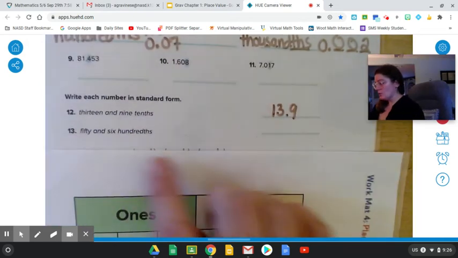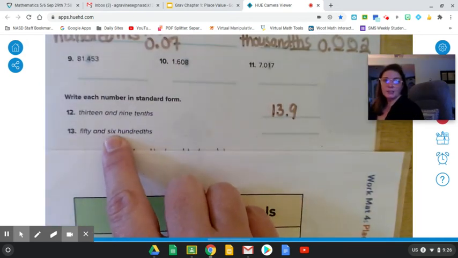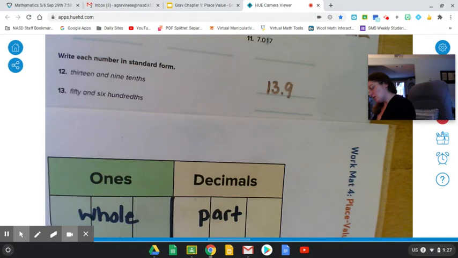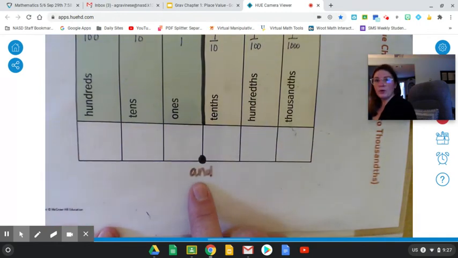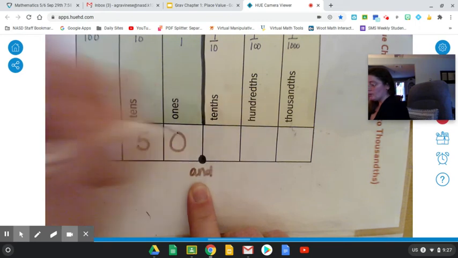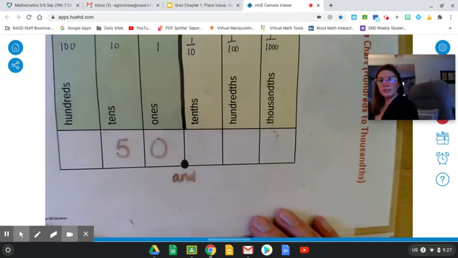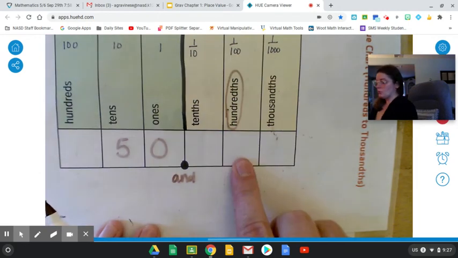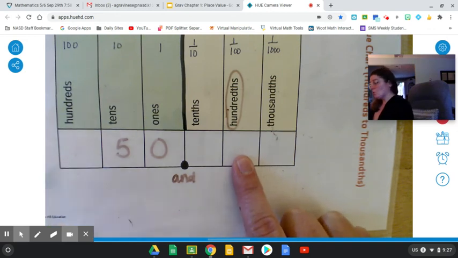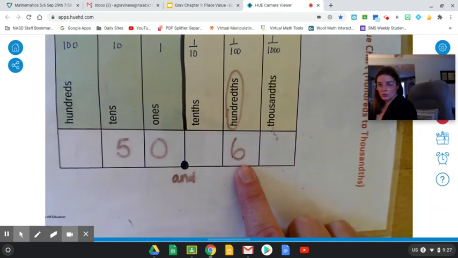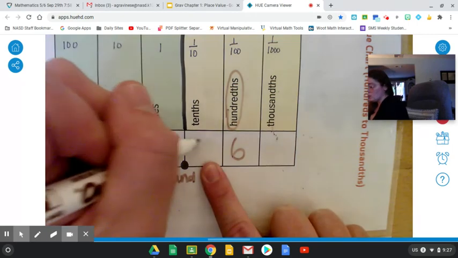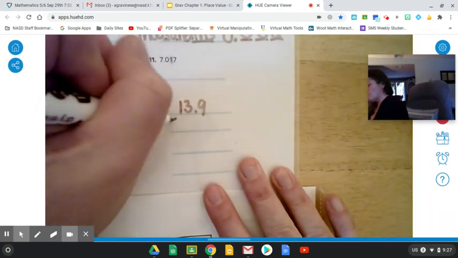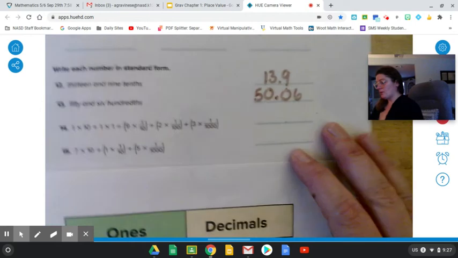Let's look at the next one. 50 and 6/100ths. So remember that your decimal point says and. What was before and? 50. What was after and? 6/100ths. We need the hundredths place, which is 2 after the decimal point. So we need to put our 6 in the hundredths, which means in the tenths, we need a 0. Without this 0, it's wrong. So we have 50.06. Be careful on that one.